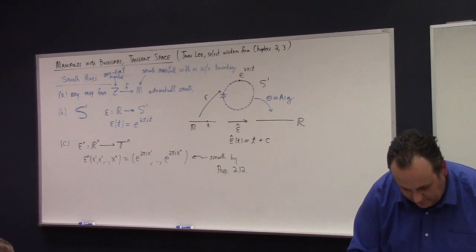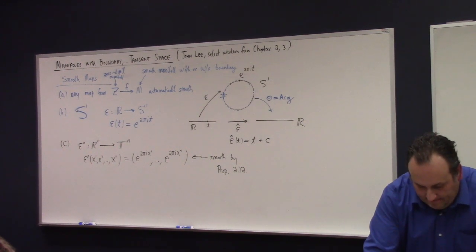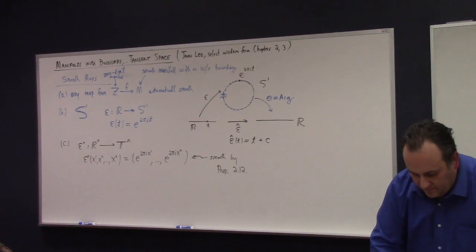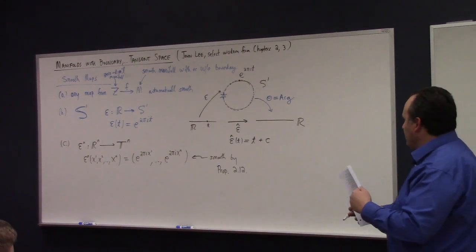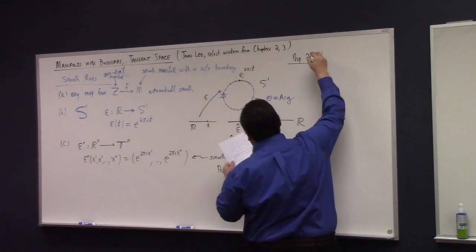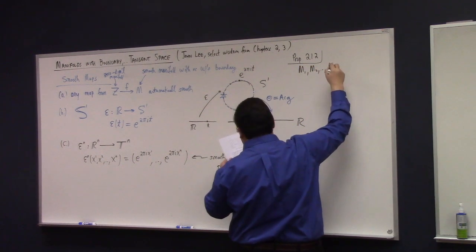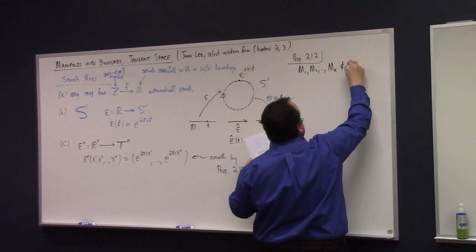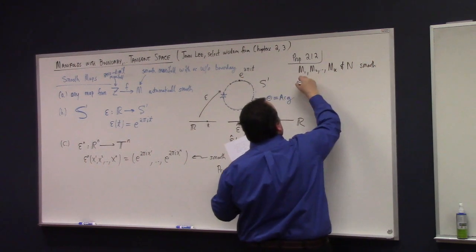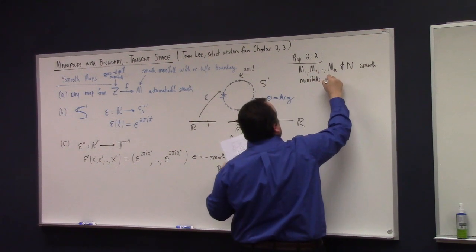So proposition 2.12, all right, it says the following. Suppose that M1 through MK and N are smooth manifolds with or without boundary. Oh, this is the one I was talking about. Let me write it up here. Proposition 2.12: you've got M1, M2, through MK, and N, smooth manifolds with or without boundary.